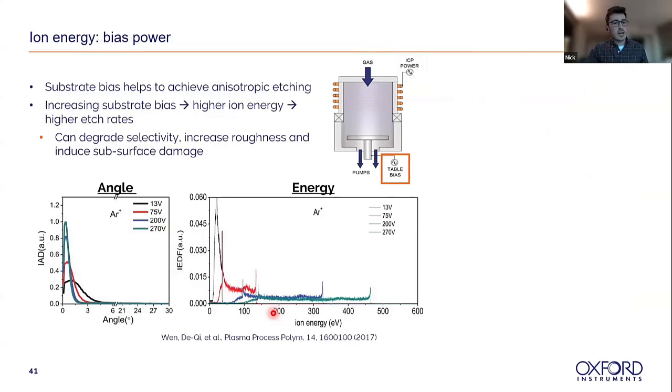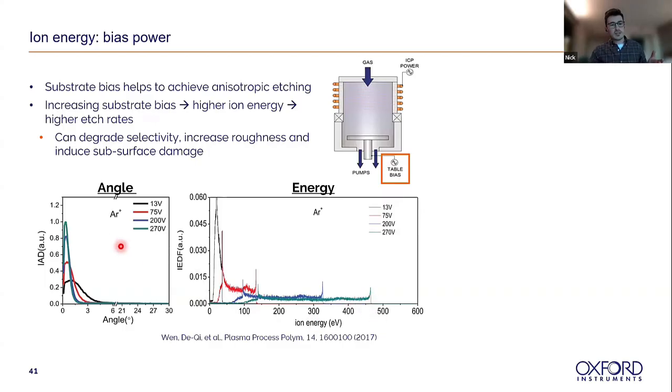The next key thing that we can look at is the ion energy for tuning our process. This is typically controlled by the table bias. Your substrate will be sitting on the table here, and the table bias basically dictates the energy of the ions that are coming into it. So as you increase your substrate bias, you get a higher ion energy. And as we learned from the ion beam section, a higher ion energy typically equates to higher etch rates as well. On the right here, we can see the ion energy distribution function. As you go to higher and higher substrate bias voltages, you get higher and higher peak ion energies as well.